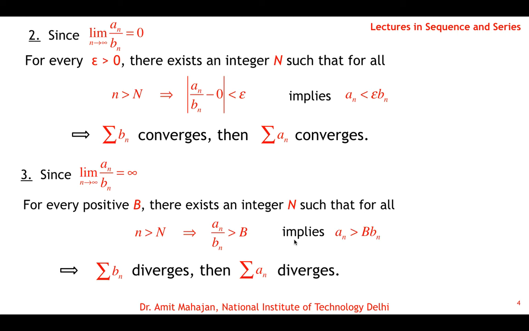So if you are given some series An, and if you can compare it with some known series Bn whose convergence or divergence is known, and if you can prove the limit of the ratio is finite and positive, then immediately you have the convergence or divergence of series An. Or you can use the second or third case if you find the limit is 0 or infinity.